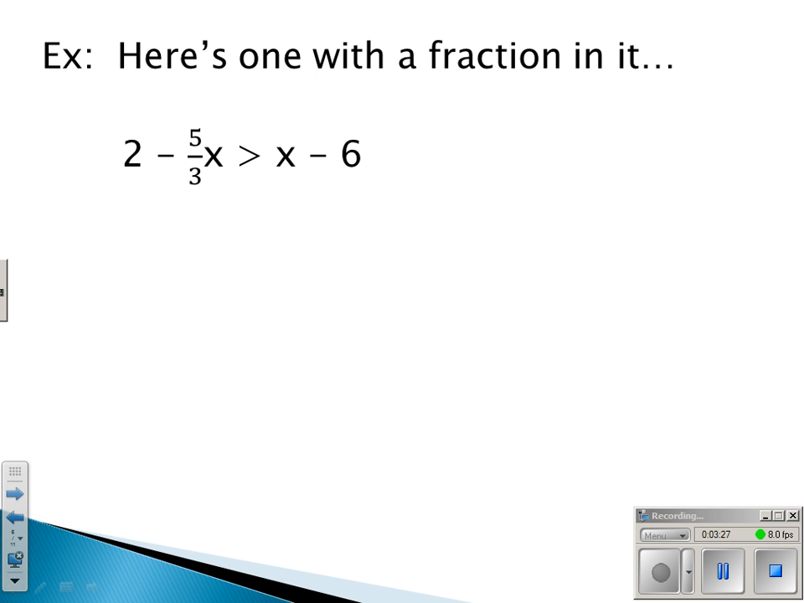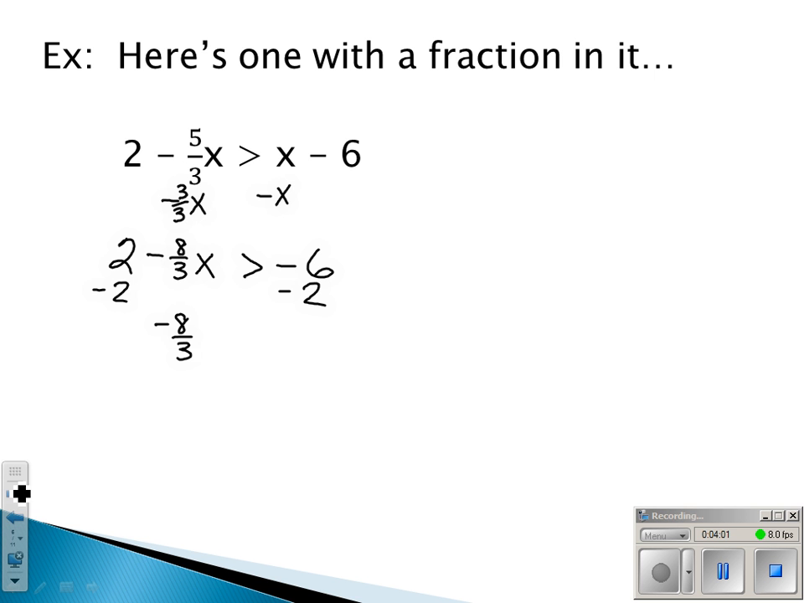This one, I threw one in that had a fraction coefficient, because you guys love those so much. So let's go ahead and solve this one out. I'm going to move x to the left side, so I'm going to subtract x from both sides. Now, in order to subtract negative 5/3 and negative 1, restate the negative 1 as negative 3/3. Now we get 2 minus 8/3 x on the left, negative 6 on the right. We can then subtract 2 from both sides. So negative 8/3 x is greater than negative 8.